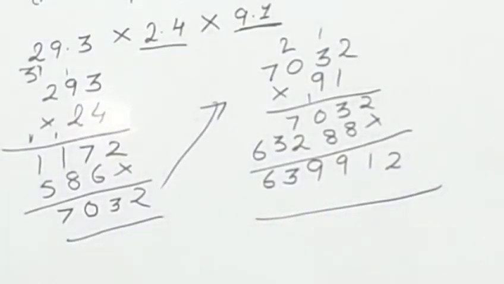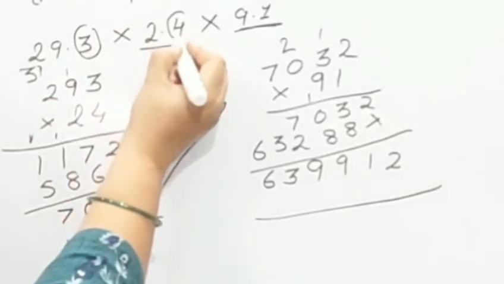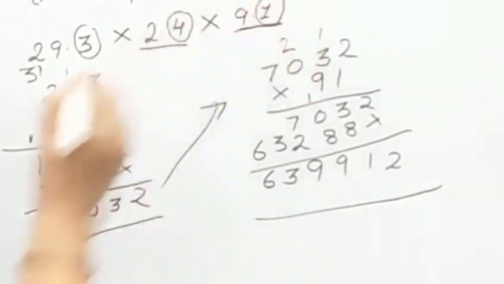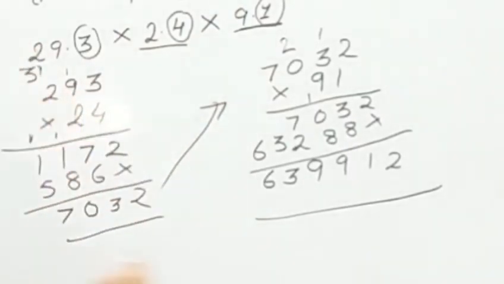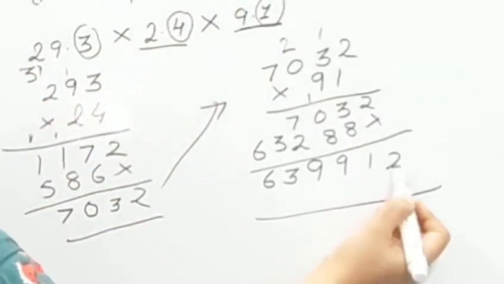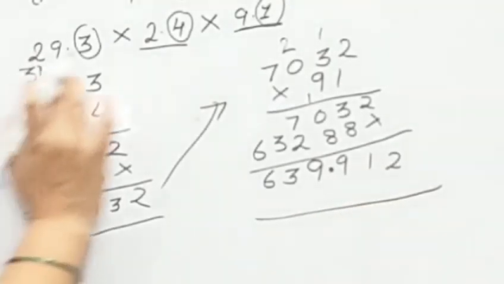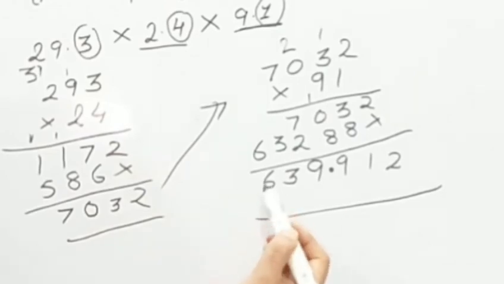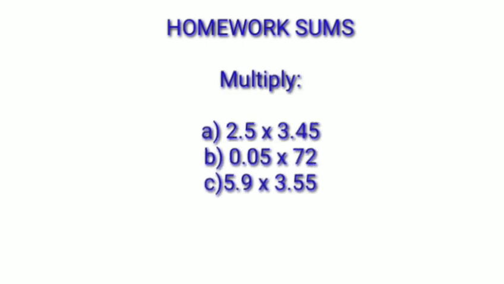The final answer depends on the total number of decimal places. So let us count the total number of decimal places. 1 plus 1, 2, plus 1, 3. So the total number of decimal places in the product is 3. So from the extreme right, count 3 digits and put the decimal point. Hence the product of these 3 decimal numbers is 639.912.